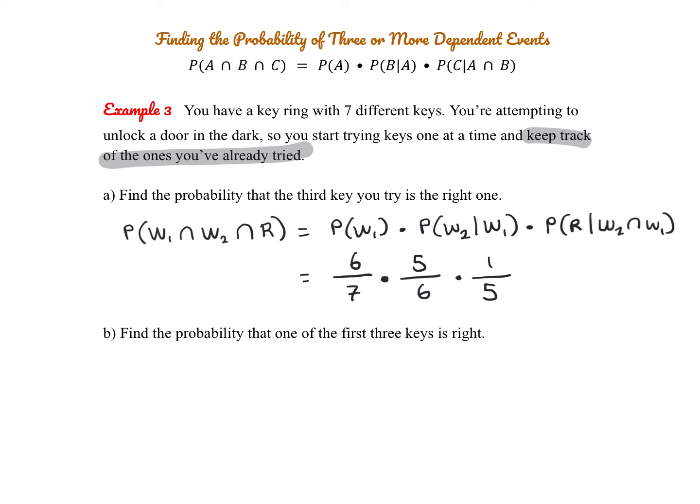And then you just multiply across the numerator and denominator, and you simplify it, and you get a probability of 1 out of 7.